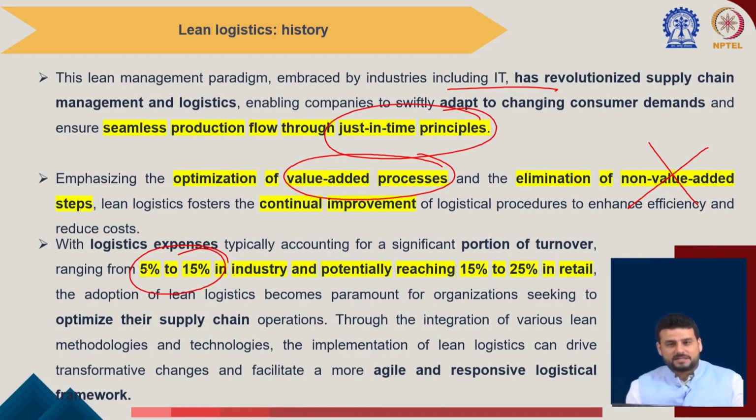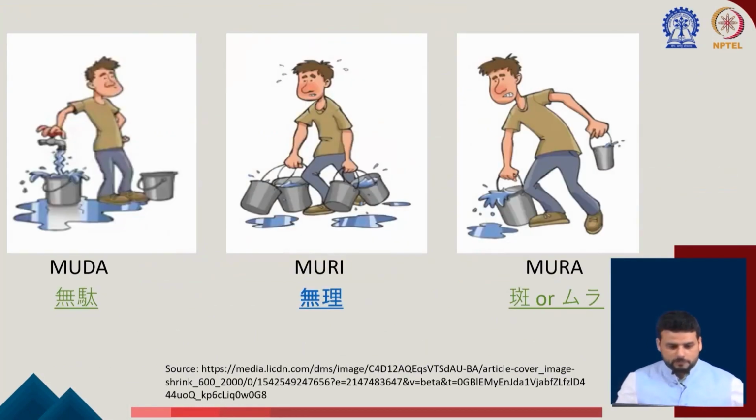So the share of logistics expenses is somewhere between 5 to 15% in some industries, reaching 25% in retail. And we have talked about the reverse logistics concept also, which is adding more burden on the logistics industry to be more cost efficient. So these are three quick pictures.